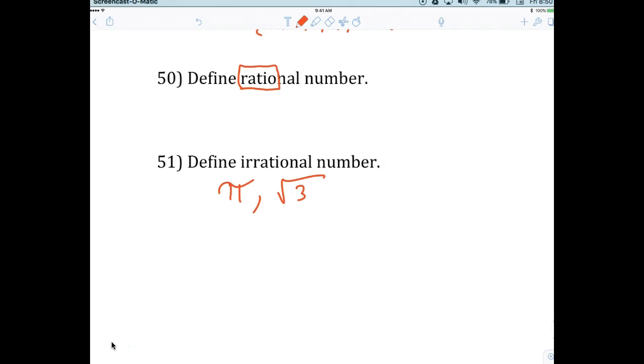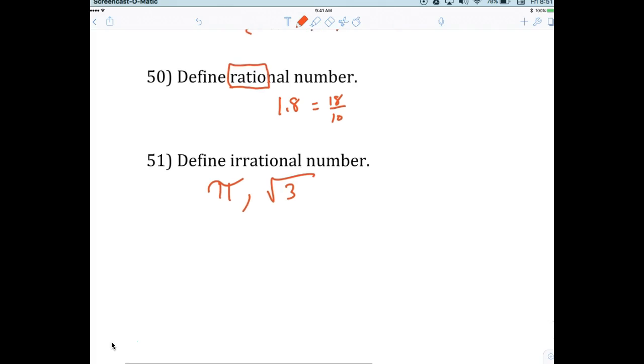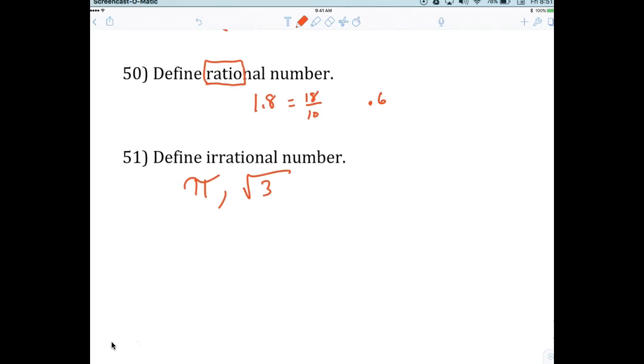So, a rational number. Let me give you an example of a rational number. 1.8, we call that a terminating decimal. If the decimal ends, it's rational because we could write that as 18/10. That can be written as a fraction. The other thing is, what if I said something like 0.6 repeating? Anytime there's a repeated pattern, it can be written as a fraction. And in this case, it would just be 6/9.